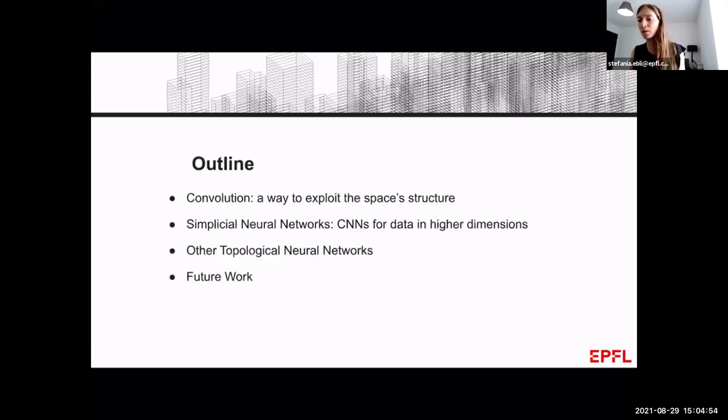So the outline of my talk will be the following. I will start by defining what a convolution is and how this operation is a way that one can use to exploit the space structure. Then I will define the simplicial neural networks as neural networks for data in higher dimension. And in the second part of my talk, I will present other topological neural networks. These are other neural networks for data on topological spaces, which are not part of our work, but which I consider very interesting. And finally, I will outline some direction of our future work. And please don't hesitate to interrupt me for any question during this talk.